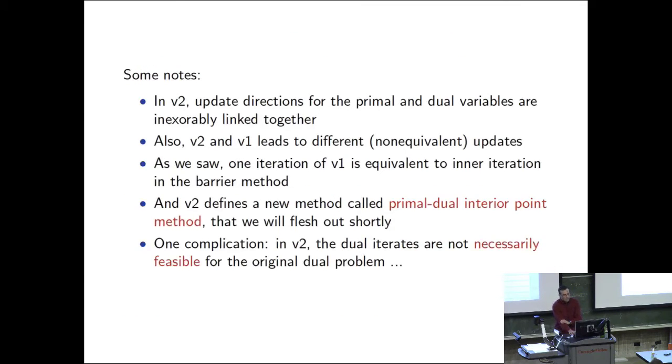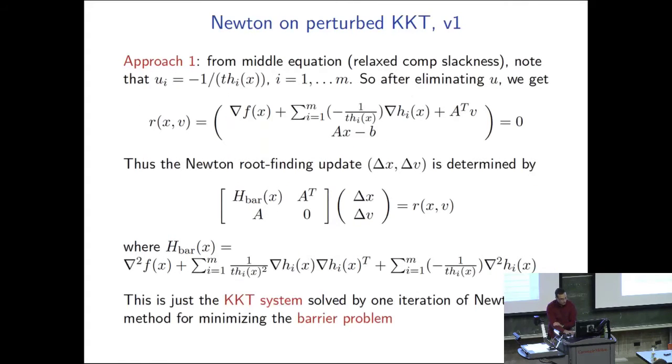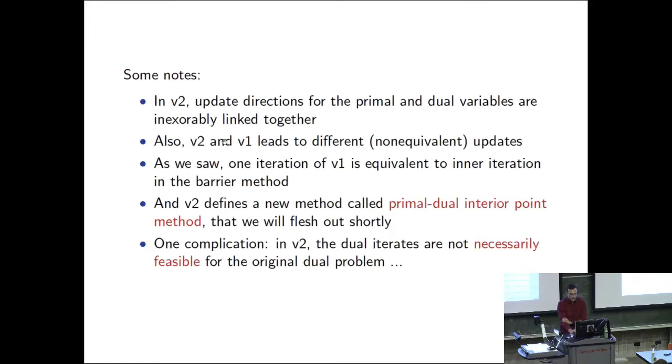So just some notes. In version 2, the update directions for the primal and the dual variables are inexorably linked together. So we're updating them in a very non-trivial way together. In version 1, we had already set a value for the dual variable in terms of the primal variable. And so we just take an update with respect to the primal variable, and then this is deterministically what we take for the dual variable. So that's an important difference. They lead to different updates.